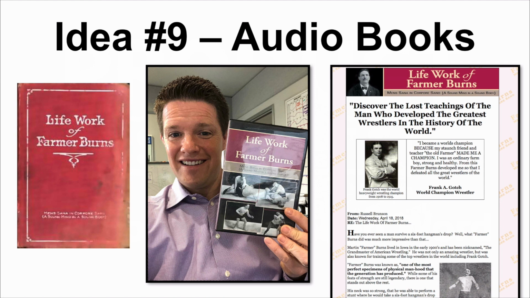All right, so idea number 9 is creating an audiobook. Okay, and notice how again these ideas will tie together. I heard about Matt Fury taking Farmer Burns' old original wrestling course, so I started Googling, I started going on eBay, and I found another book that Farmer Burns had written. It was called The Life Work of Farmer Burns. I was like, oh my gosh, it was written pre-1923, so it was in the public domain. So I bought it. I had someone go through and scan it, so I actually put it into a PDF document, so I had an ebook.